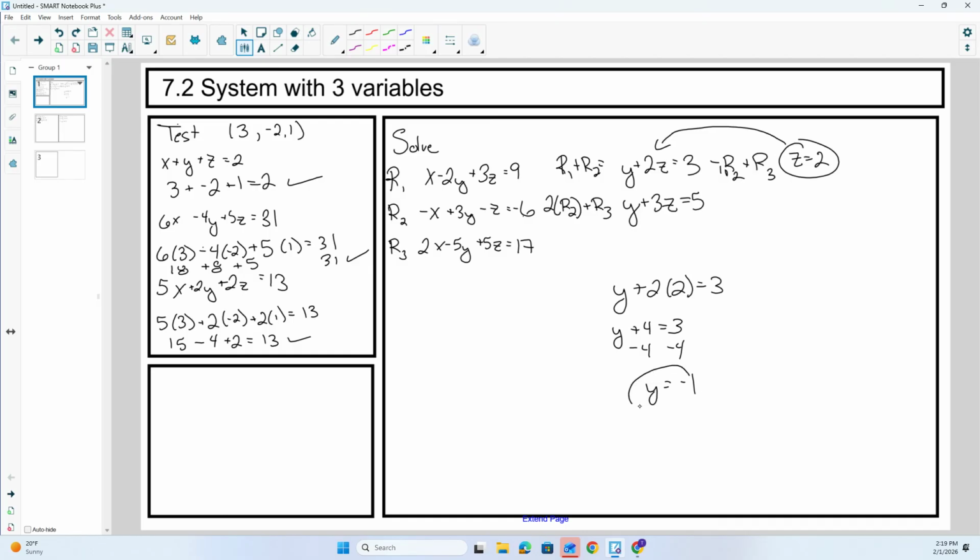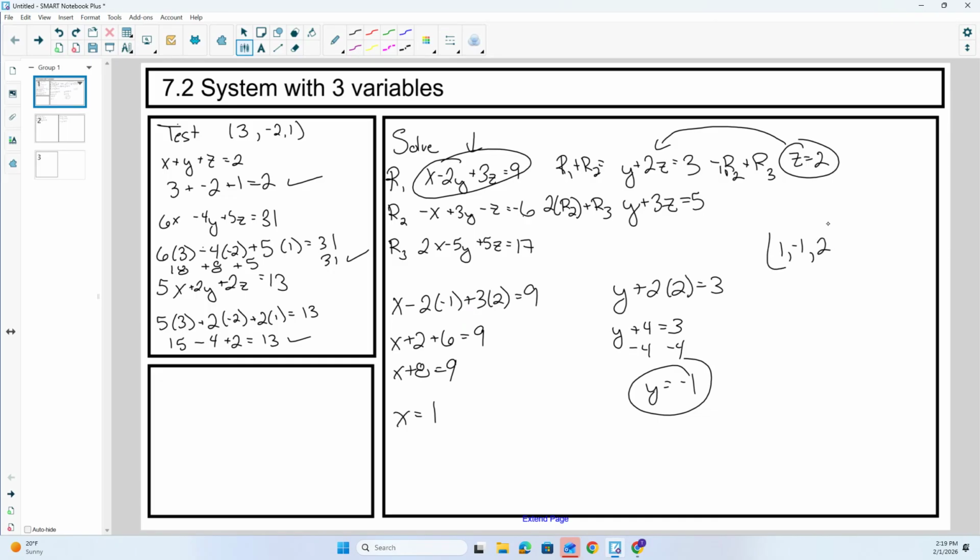Then I'm going to take this y and z, and I'm just going to put them in this first equation and solve for x. So x minus 2 times negative 1, because that's what y is, plus 3 times 2, because that's what z is. It's going to give me x plus 2 plus 6 equals 9. x plus 8 equals 9, and x is equal to 1. So my answer is 1, negative 1, and 2.